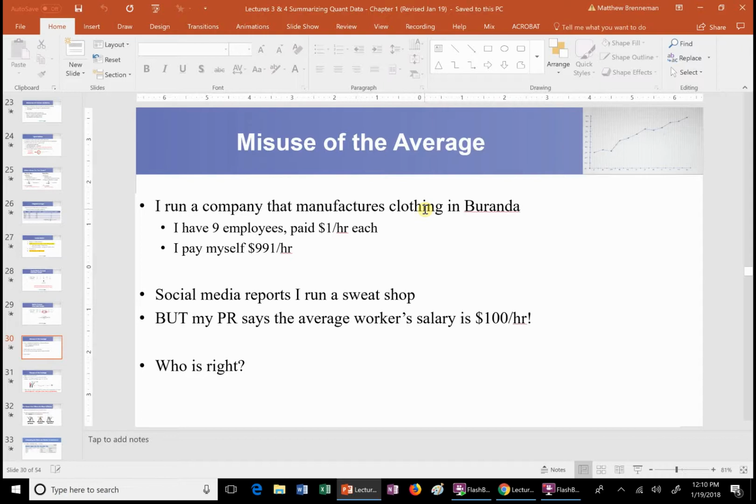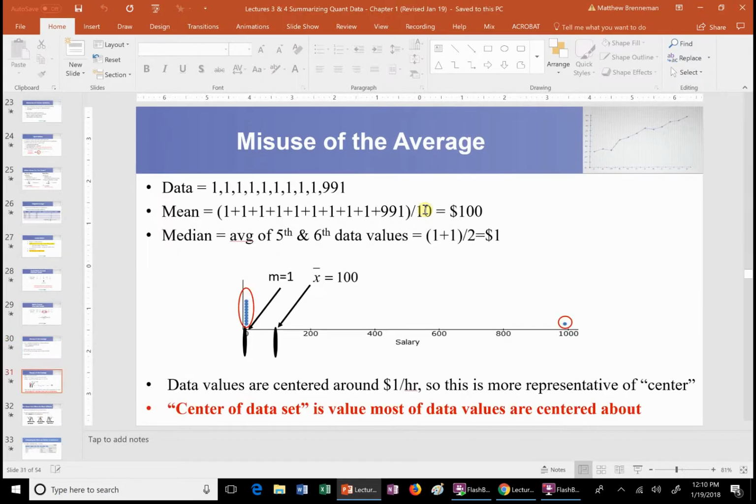Well, the mean salary is $100 since there's 10 employees, $1,000 an hour total. So I'm not lying, that is true, but I also do run a sweatshop. That's kind of obvious, right? So how can this be? How can we have 2 different conclusions from exactly the same data? All right. So here's kind of what's going on.